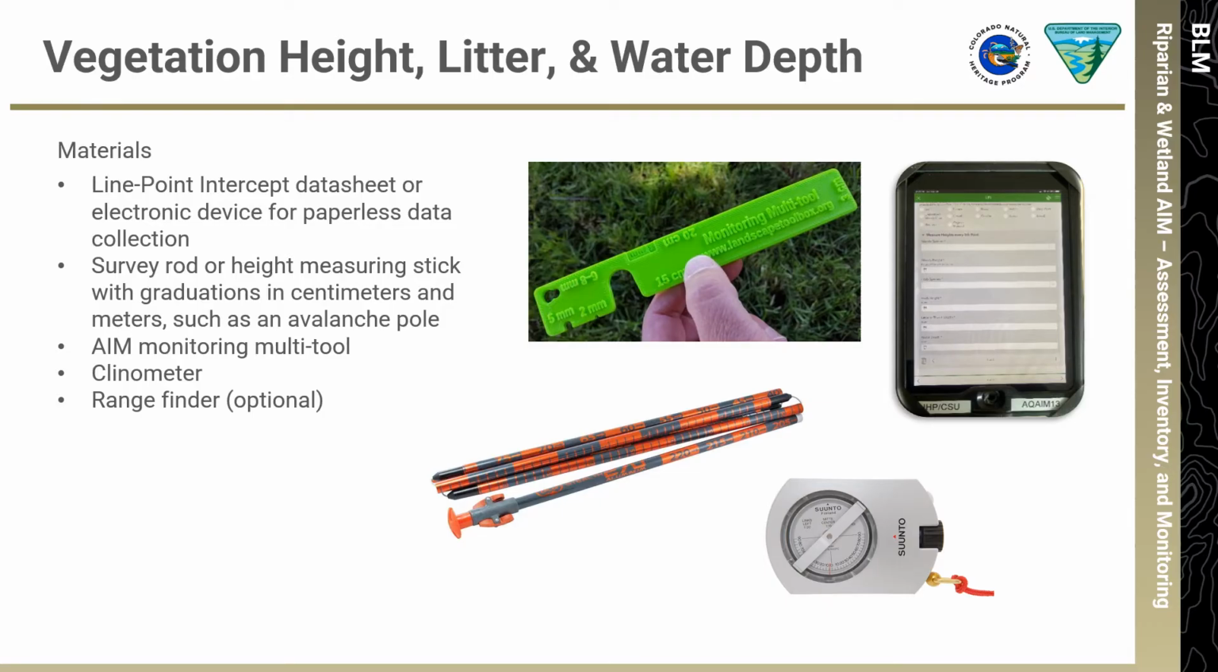It is important to gather the materials needed to successfully measure vegetation height, litter, and water depth. Materials include the line point intercept datasheet or an electronic device such as an iPad with appropriate Survey 123 forms for paperless data collection, a survey rod such as an avalanche probe, the AIM monitoring multi-tool, and a clinometer.